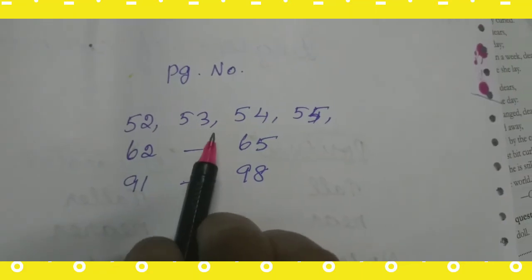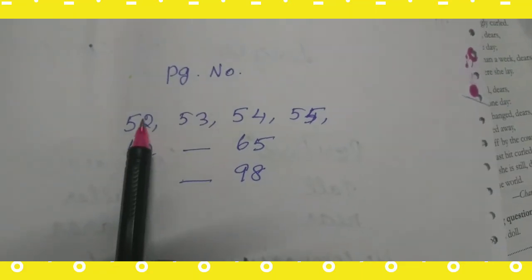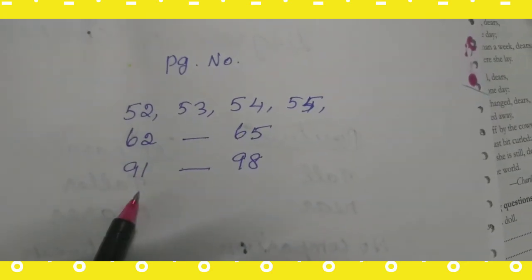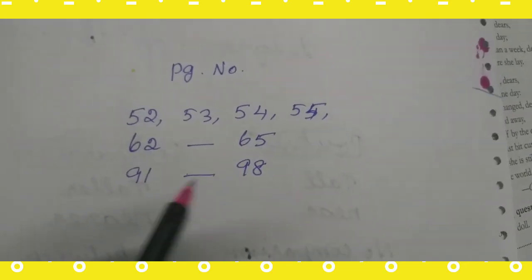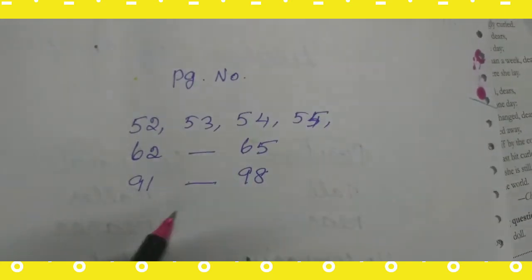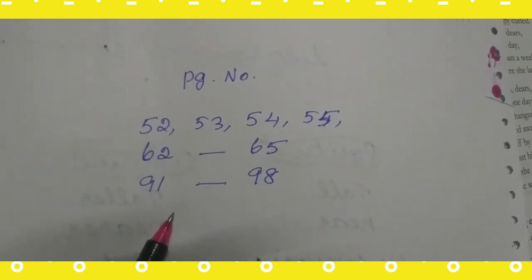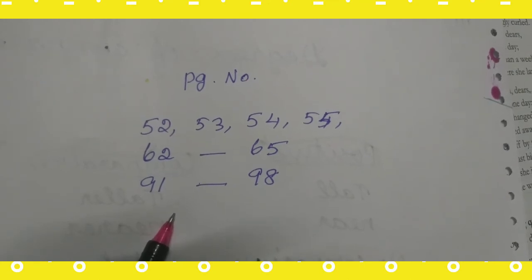Only today's assignment work, in the Madhubun grammar book: pages 52 to 55, 60 to 65 and 91 to 98. These pages you are going to finish today in the Madhubun grammar book. So this is the last class now, so you should write very neatly and read and write.